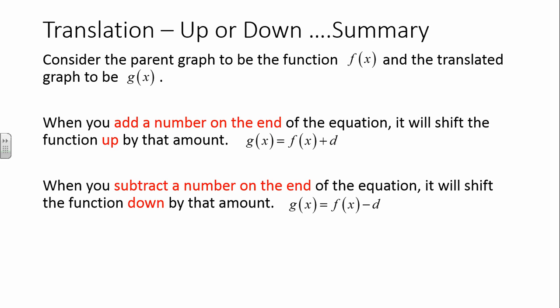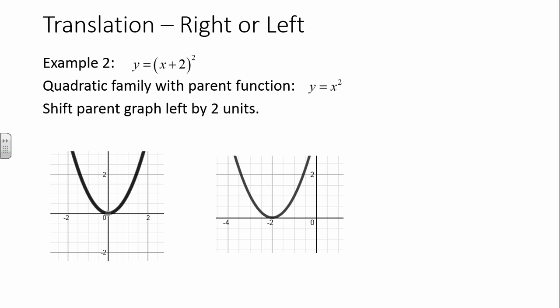So in summary, if you want to slide a graph up or down, you need to either add or subtract a number on the end of the equation. So if you want to slide the graph up or shift it up, you're going to add a number on the end, or if you're going to move it down, you're going to subtract a number on the end. This is probably the easiest of all of our transformations, the up and down translation.